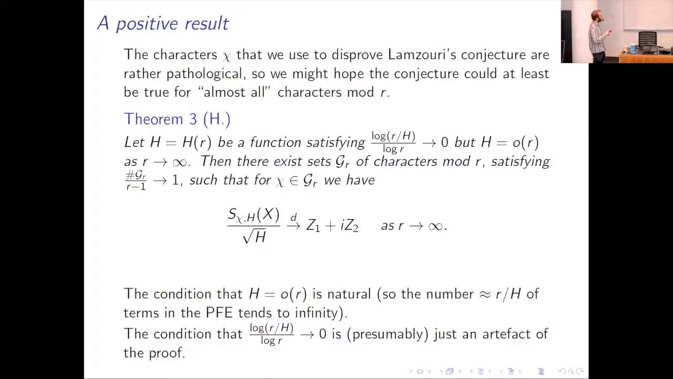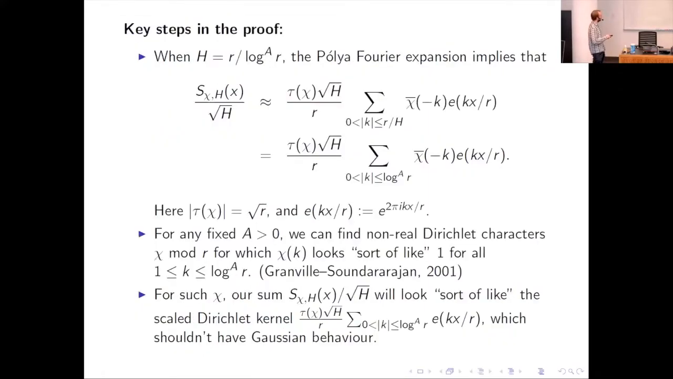One is that H is little o of R. This is actually an even wider range than Lamzouri conjectured. And it's very natural to expect that you can't have H of the order of R, for similar reasons I discussed before, because if H is of the order of R, you just have a bounded number of terms in the sum here. And again, something which is a bounded number of structured pieces has no right to be converging to a nice Gaussian limit.